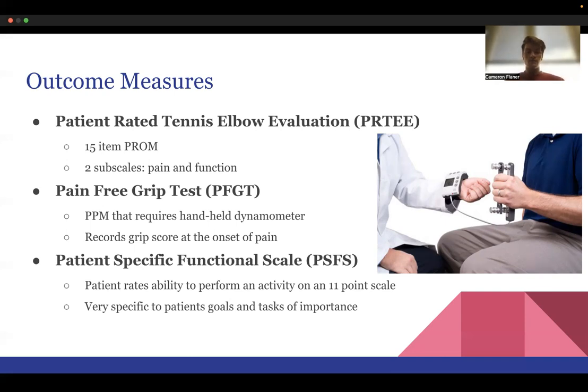Finally, the patient-specific functional scale is another patient-reported outcome measure that can be used. This scale doesn't necessarily directly correlate with lateral epicondylitis, but it's a really good way for a therapist to be able to see where their patient is functionally with their desired activities. So it's very specific to the patient's goals and tasks of importance to them. And that really allows the therapist to track progress as they're going through their therapy.